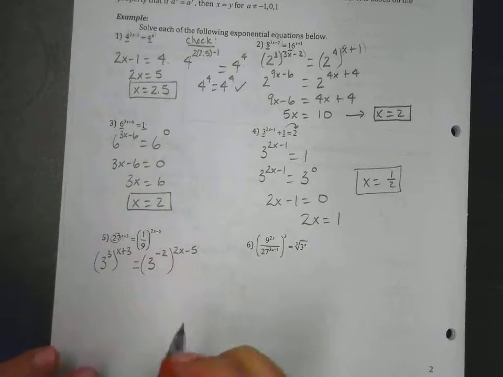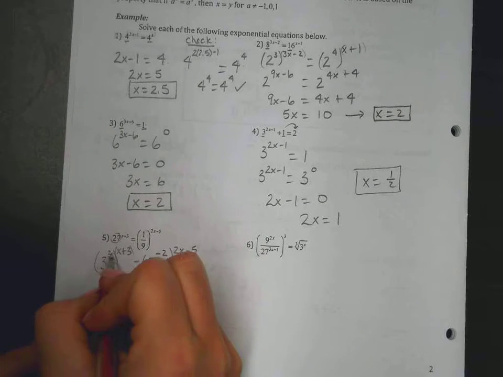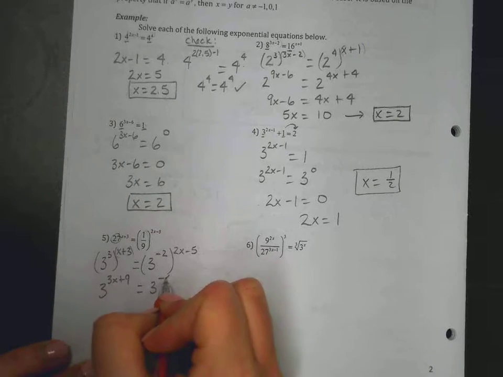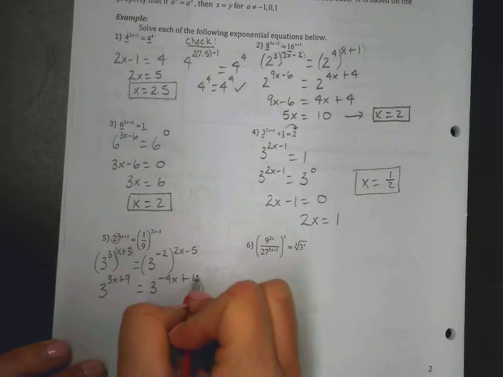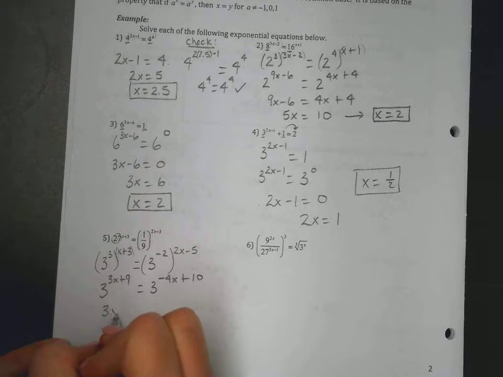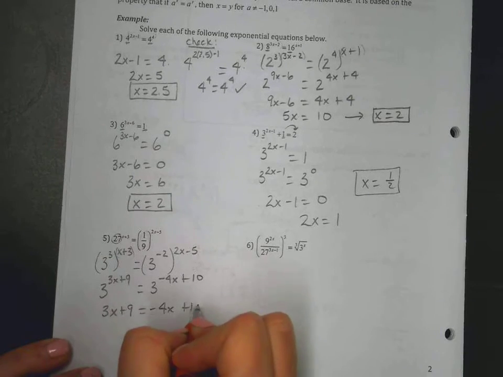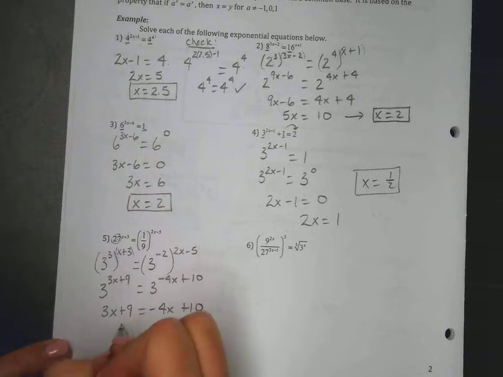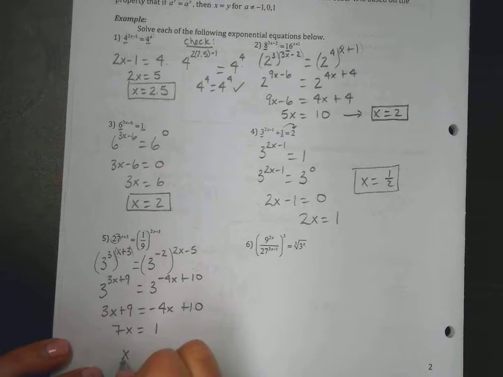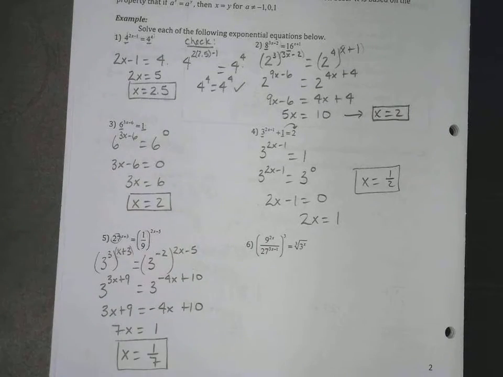Now that these are, so a second step, power to a power, we multiply. Now that these are common bases, I can ignore my bases and solve my exponential equation. Move 4 over here, make my x's positive, subtract 9, my x is equal to 1/7. Okay.